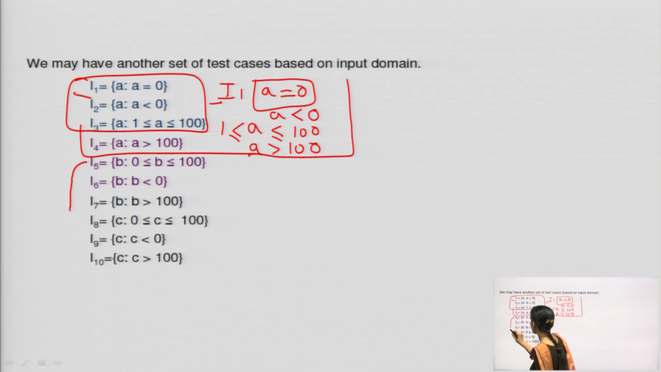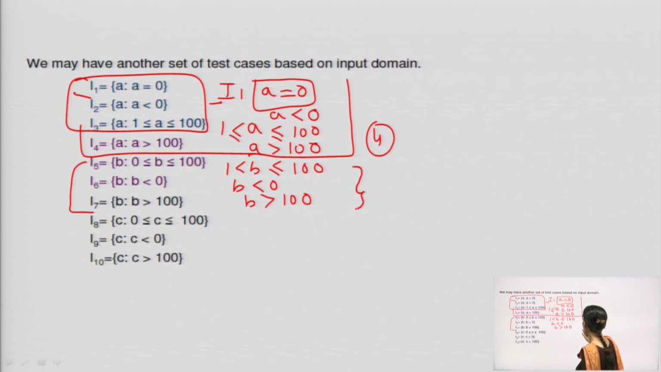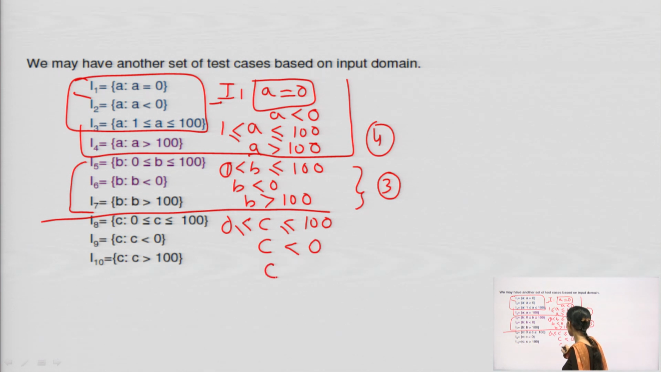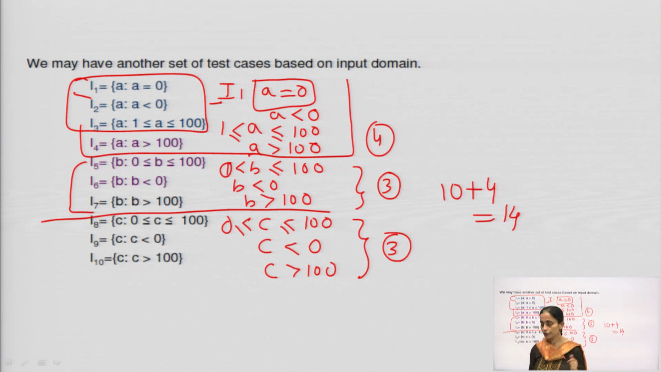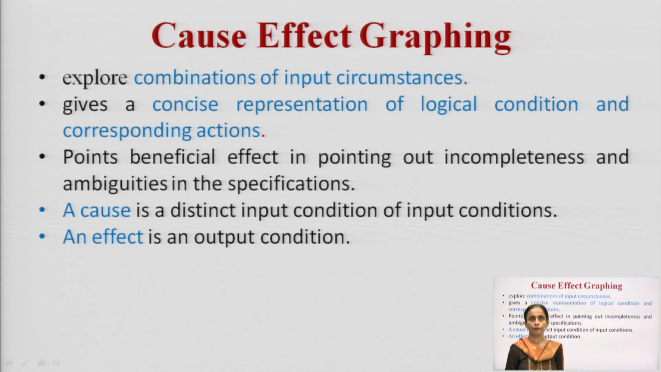Then 5, 6 and 7 are for B: B residing between 1 and 100, B less than 0, and B greater than 100. So, 4 values for A, 3 values for B, and then for the third variable, C residing between 0 and 100, C less than 0, and C greater than 100. These are the 3. So, in total 4 plus 3 plus 3 plus 4, 14 test cases are covered using this equivalence class testing. We will divide these 14 test cases and move accordingly.